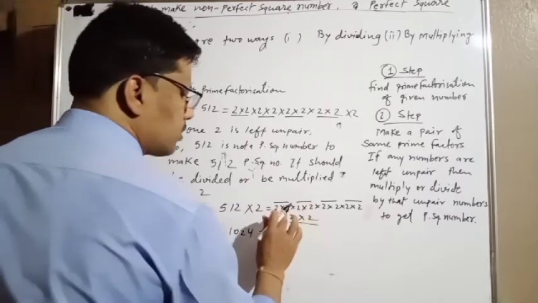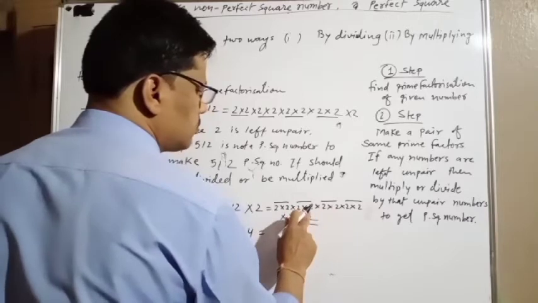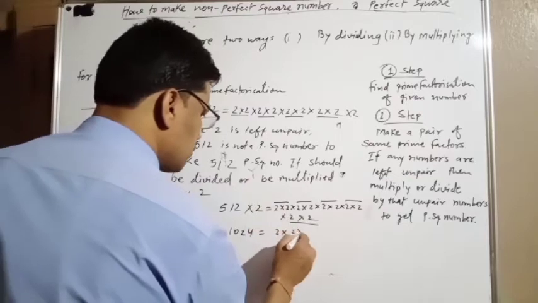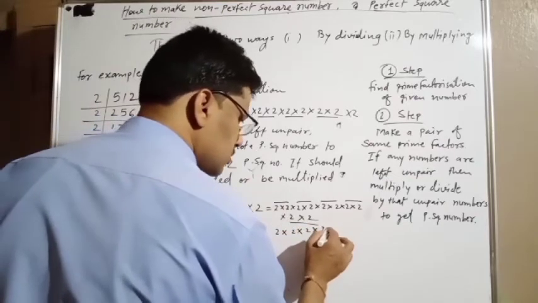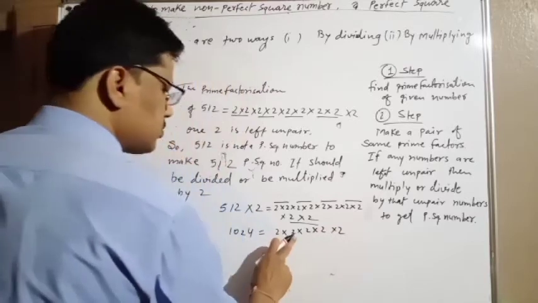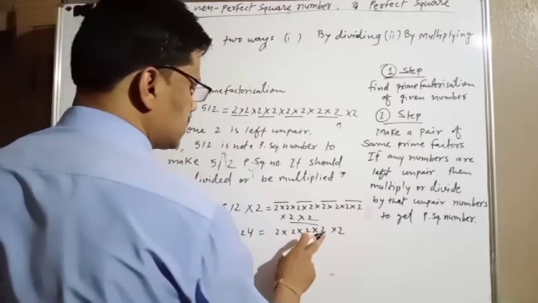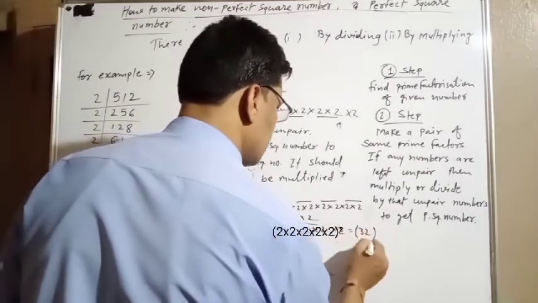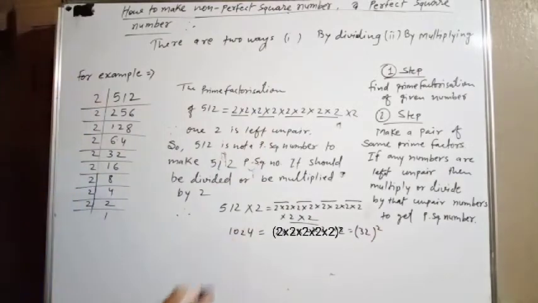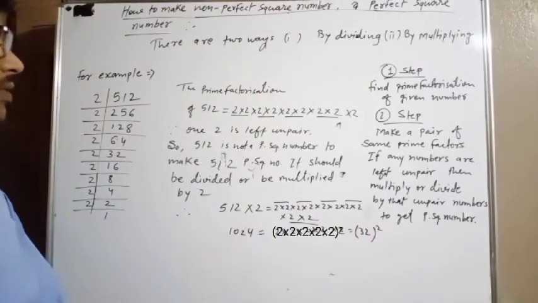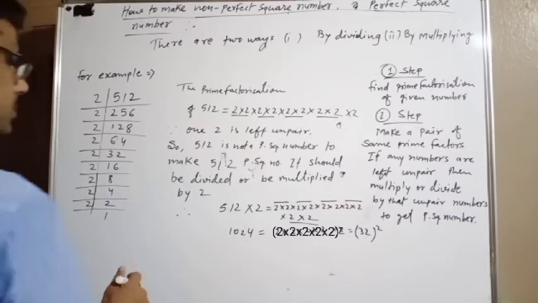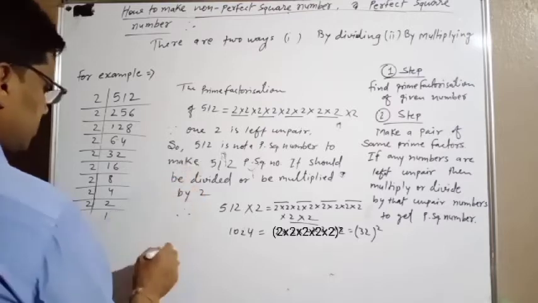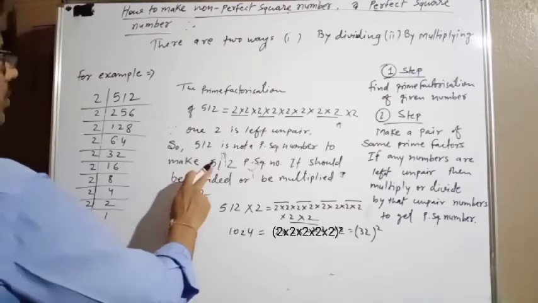Here you can take the number 2 2, one pair, second, third, fourth, fifth. If you take one 2 from each pair, we get 2 fours are 8... 2 times 2 is 4, 4 times 2 is 8, 8 times 2 is 16, 16 times 2 is 32. Okay, you can say that this is the square of 32. Now 1024 becomes a perfect square number. Got it?